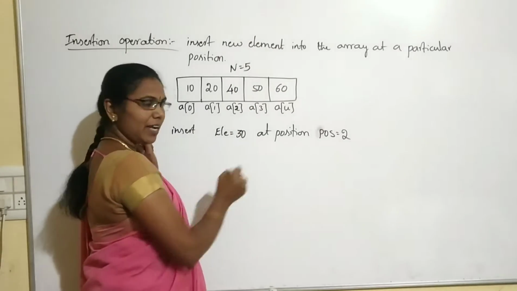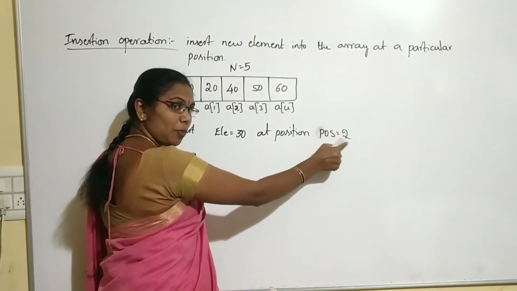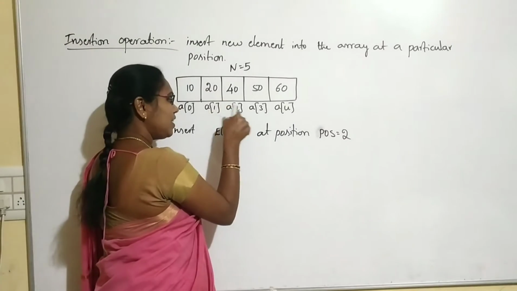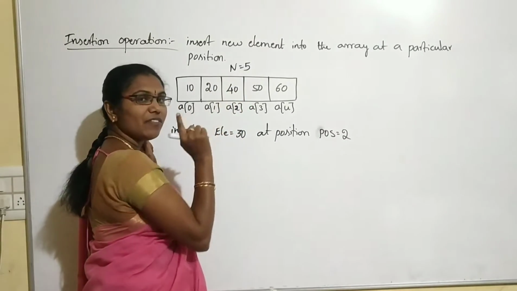First, we make this position available. Which position do we require? The position is 2. Then E of 2 position we make blank or vacant.